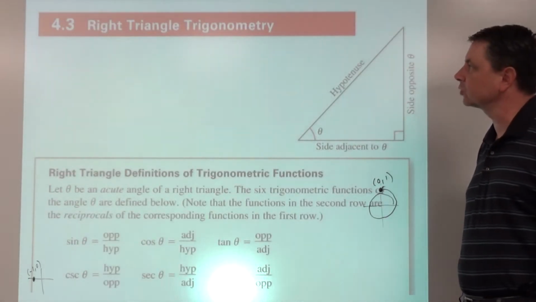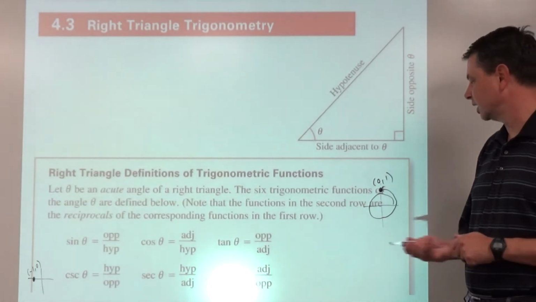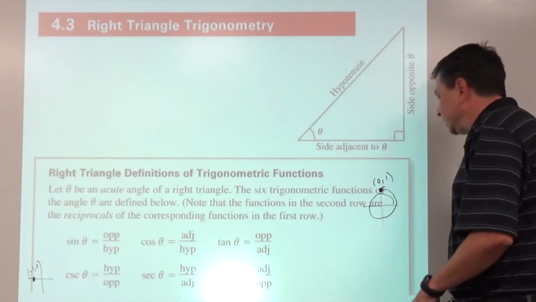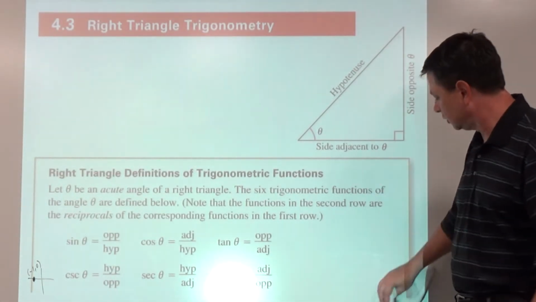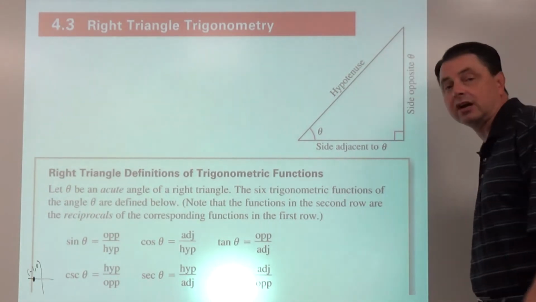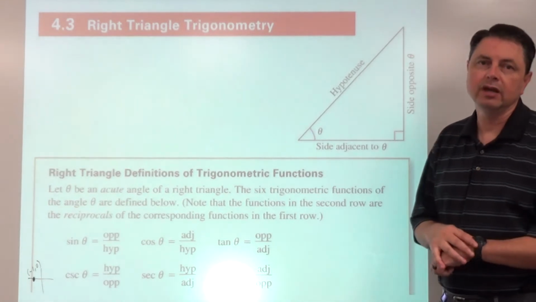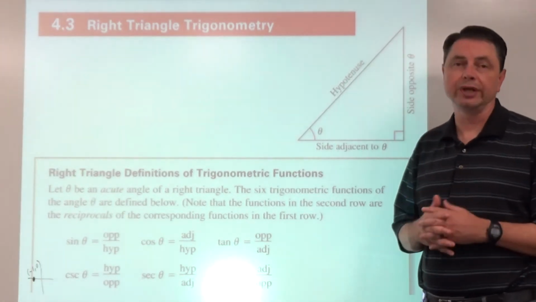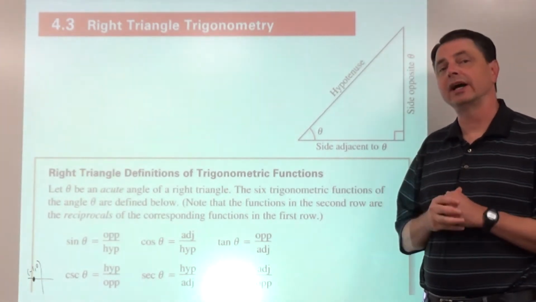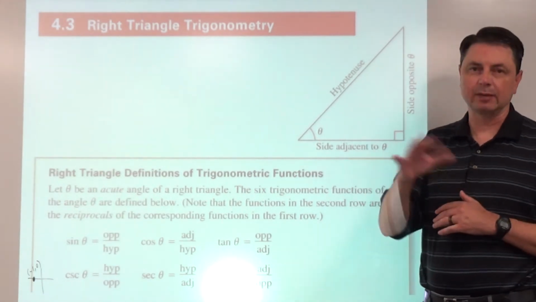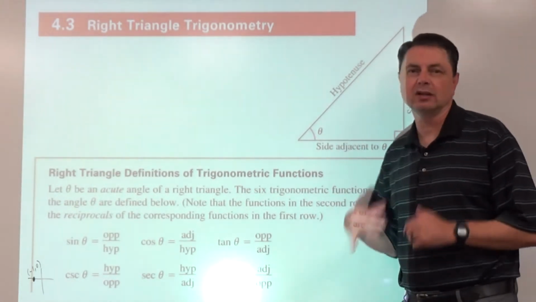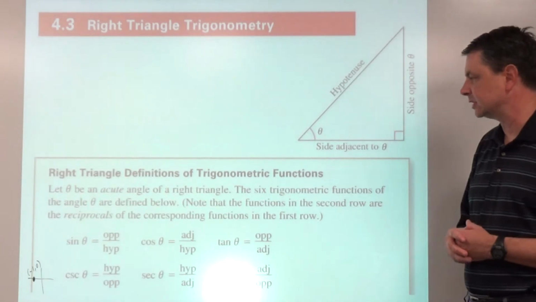Lesson 4.3 is right triangle trigonometry. So we're going to be dealing with physical triangles. So not necessarily the trig angles that we were looking at in 4.1 and 4.2, which had an initial side on the positive side of the x-axis, and then we're talking about rotating. We're talking about physical angles, so really more in a geometry sense.